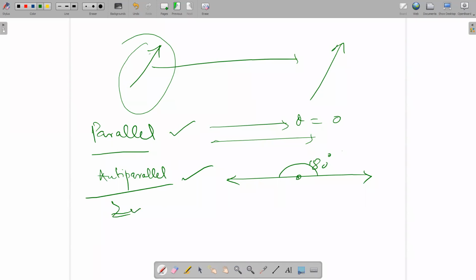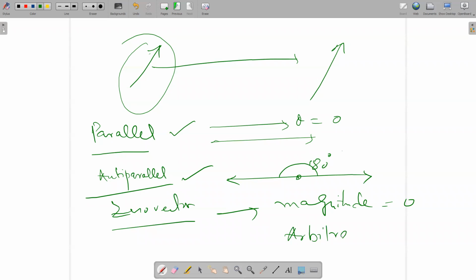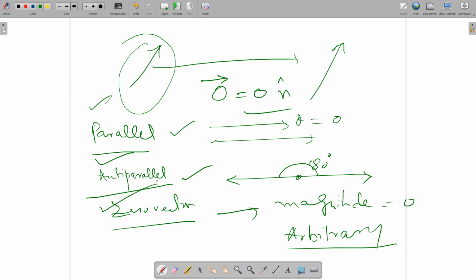And the third is the zero vector. Zero vector means its magnitude is 0. Its magnitude is 0 and it has direction, and that direction we call arbitrary. So the zero vector concept exists in physics. Zero is a vector. It has zero magnitude and some direction, arbitrary direction. So remember this one: parallel vectors, anti-parallel vectors, and the zero vector concept.